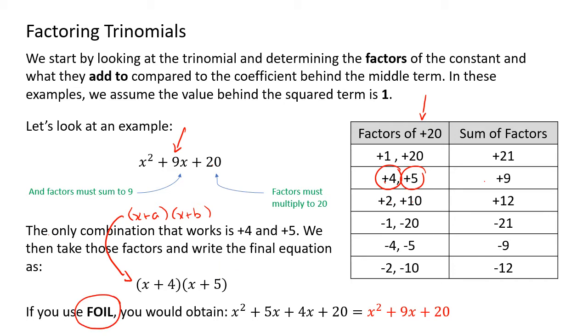So if we do that on this instance, we have the first terms, x times x, which is x squared. The outside terms, x times 5 is 5x. The inside terms, 4 times x is 4x. And the last terms, 4 times 5, which gives you positive 20. Now, if you collect like terms, you can collect the 5x and 4x together. You end up with x squared plus 9x plus 20, which you'll see is the same as the equation we started with. So it's always good to check your work that way and make sure that it's correct.